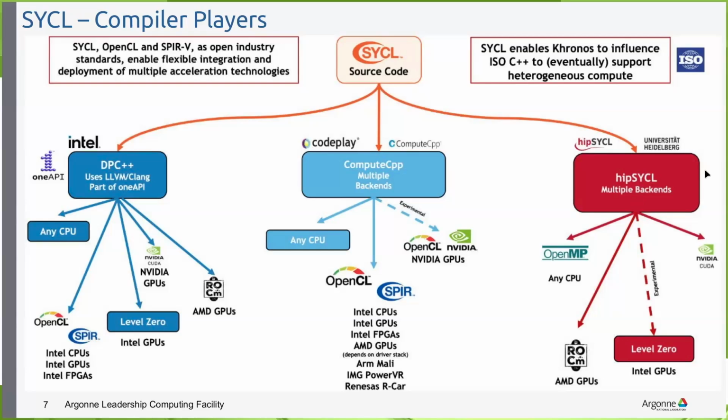HipSYCL is one such effort from the University of Heidelberg. This is an academic effort. HipSYCL is now renamed to AdaptiveCpp, if you hear that. You will find both of these implementations on Polaris, the DPC++ oneAPI module, as well as HipSYCL as AdaptiveCpp, if you want to check it out.